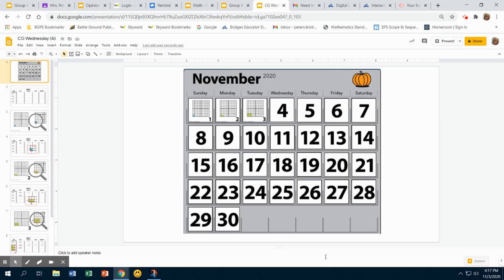Thinking again about our calendar grid. This is what we have so far. We have November, the 1st was on Sunday, it has 30 days, and we started to take a look at what kind of cards we're going to have this month.